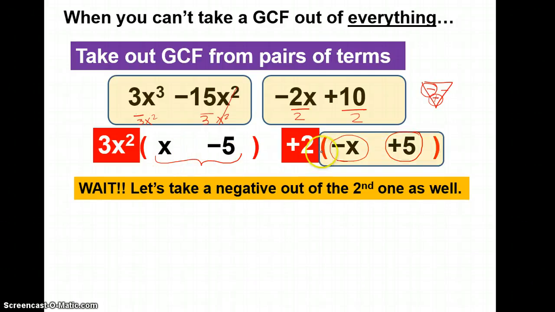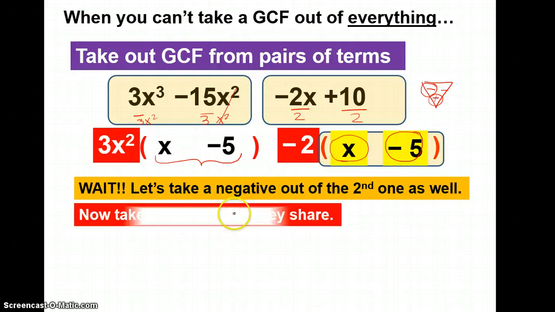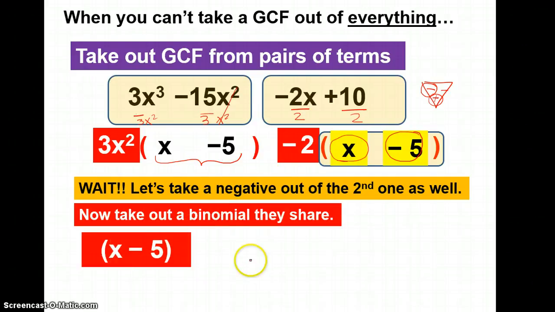If I divide out a negative, what would that turn into? A positive, right? And if I divide out a negative, what would that turn into? A negative. Now this looks way similar, right? Now I can factor it. Now I can take out the binomial they share, x minus 5, and I can see what's left over, 3x squared minus 2. If you come across this type of question, don't think like, oh, I did it wrong. You might need to take out a negative as well. You always want to just check, just in case.